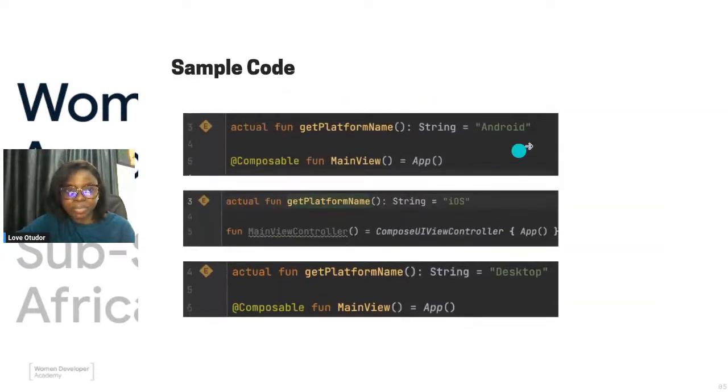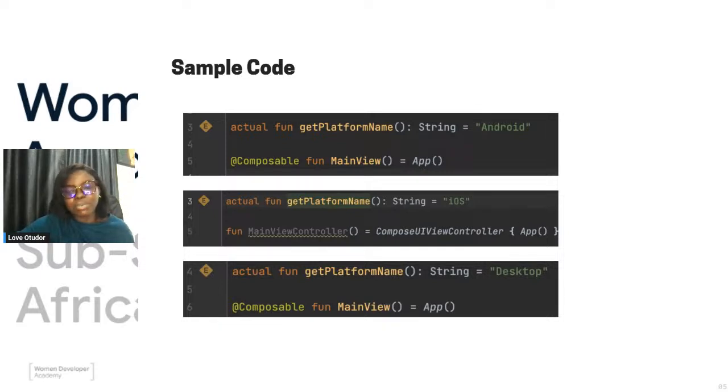So let's see what this looks like. It's called expect and actual. Expect is like the contract stating what method should be implemented or what should be returned, while actual is like the implementation of that contract. You can see here for Android, the get platform returns a string called Android, and then for iOS, in the iOS main, the get platform returns iOS, and for desktop, it returns desktop.